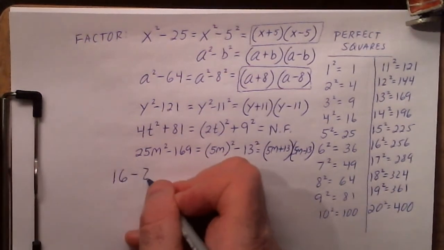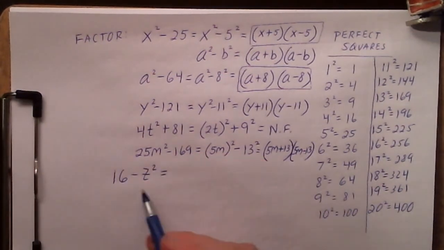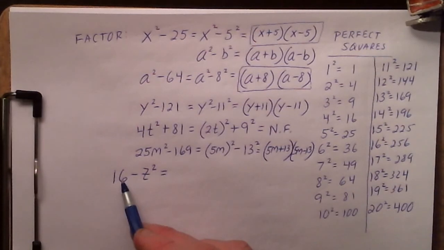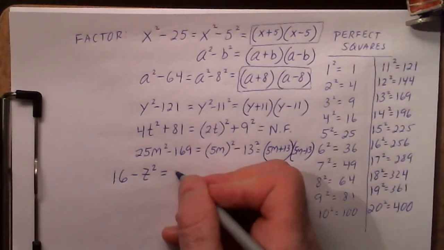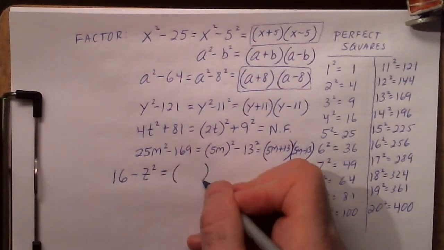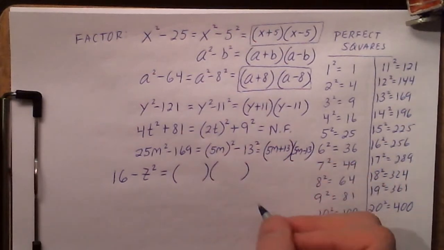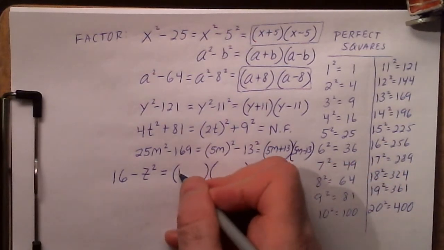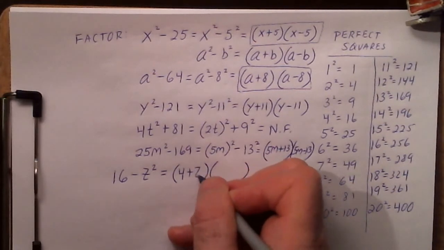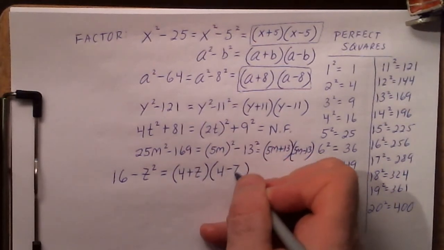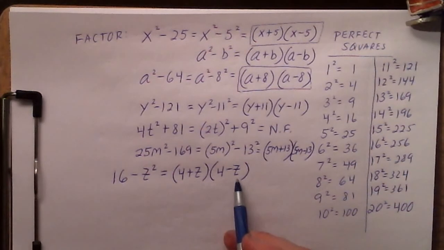All right, how about 16 minus z squared? This is a binomial, and it is the difference between two squares, 16 being a perfect square of 4. So therefore, this binomial or difference of squares factors immediately into the conjugate binomials of 4 plus z times 4 minus z. And we're done. That would be the correct factorization of 16 minus z squared.